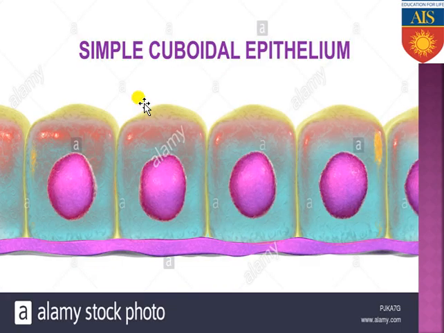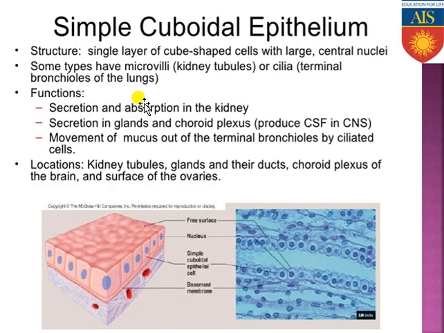Simple cuboidal epithelium. From here we can understand the cells are cube shaped with large, centrally located nuclei. Some types of cuboidal epithelial cells have microvilli, which are present in the kidney tubules, and some cuboidal epithelial cells have cilia, which are present at the terminal bronchioles of the lung. According to the presence of extensions on the surface of the cuboidal epithelium, they are present in different locations, because based on the extension their functions also vary.